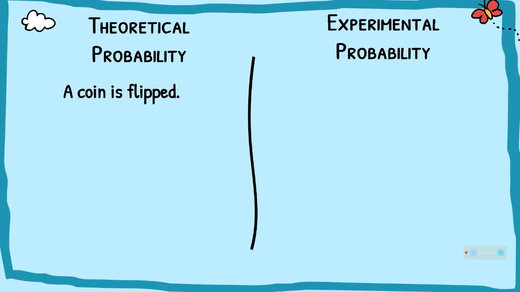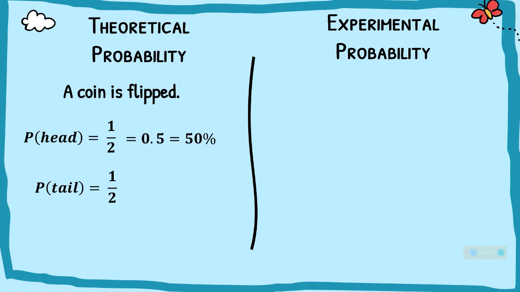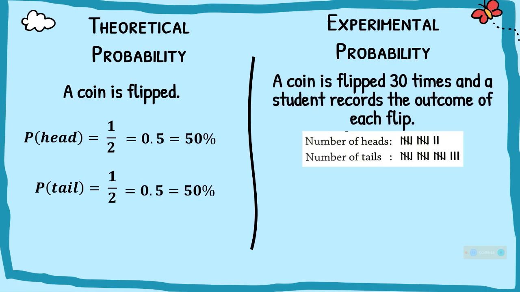Let's have different examples of theoretical probability. We have a coin is flipped. The probability of getting a head is 1/2 and the probability of getting a tail is 1/2. If we have the experimental probability, a coin is flipped 30 times and the student records the outcome of each flip. So we have here the record of the student on the number of heads and number of tails.